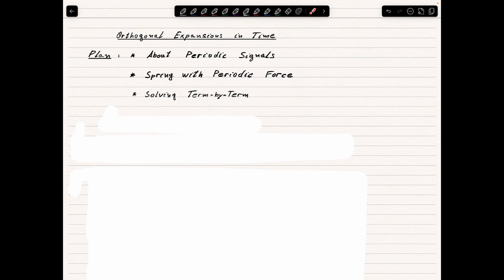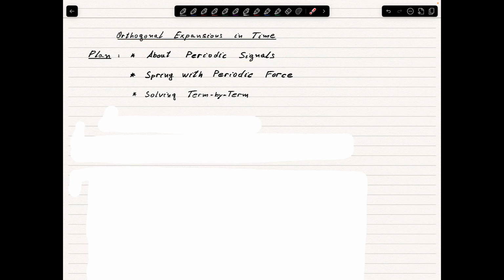In this video we are going to talk about orthogonal expansions of periodic functions, but this time they are going to be expansions in the time variable. So we are going to start talking about periodic signals in the real world and how we can use orthogonal expansions, in particular one specific type called Fourier series expansions. We are going to see how we can use Fourier series to analyze these periodic signals.